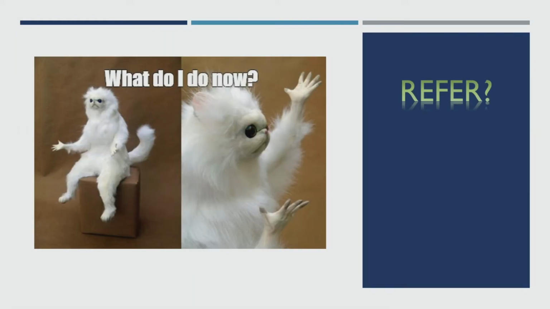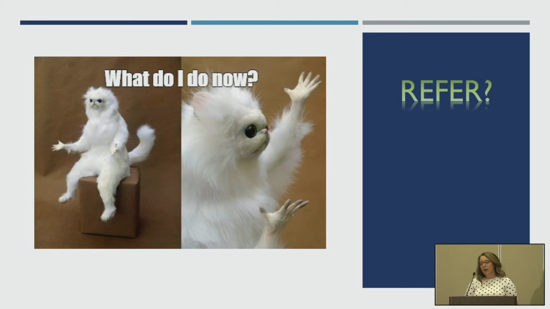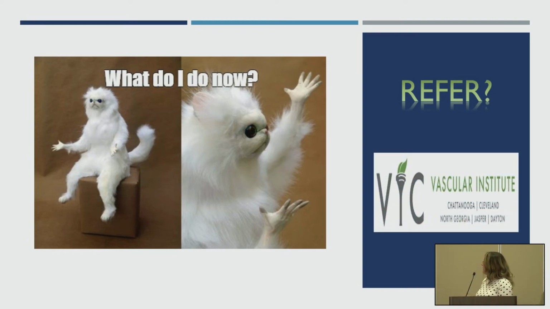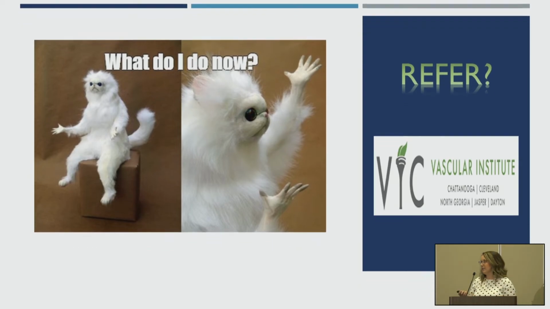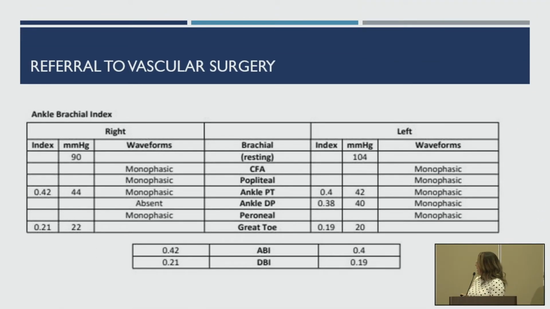So if you get that from an outside study, likely you're going to refer them to us, or to a vascular practice near you. We did our baseline testing, and it showed monophasic flow from the common femoral level down to the tibials. He had toe pressures definitely less than 30, which indicates poor wound healing.